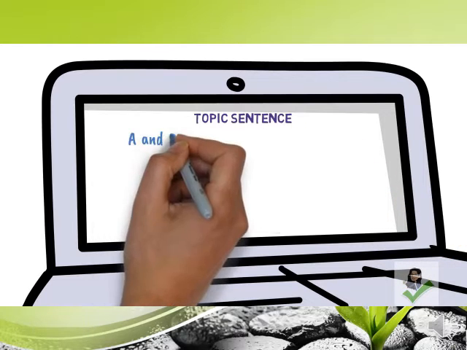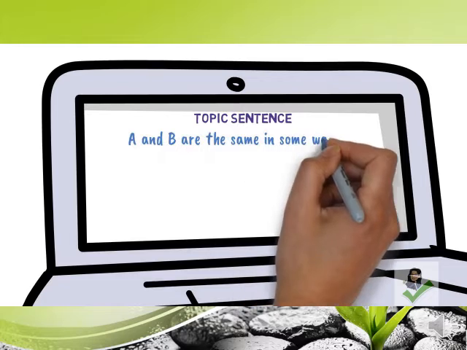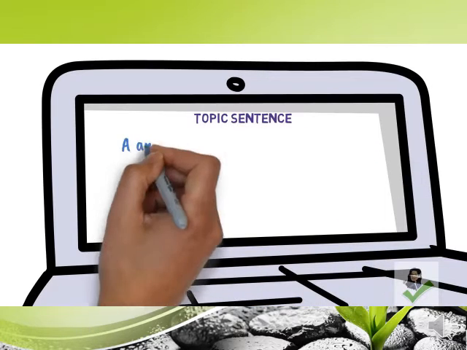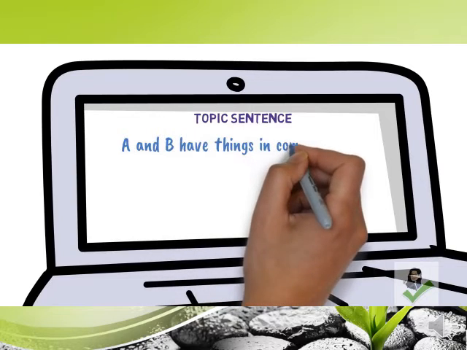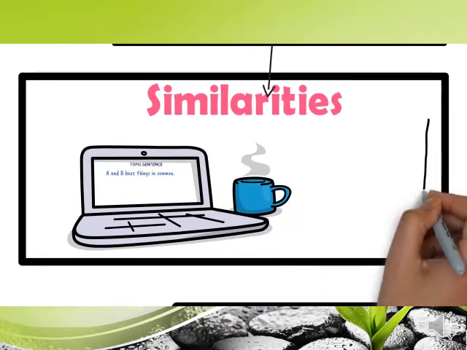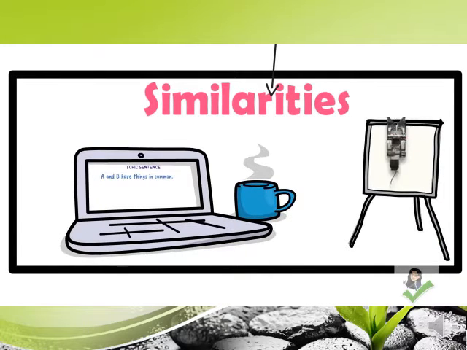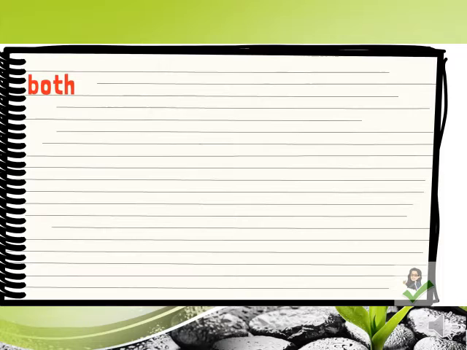For example, A and B, which are the subjects being compared, are the same in some ways. Or you can write A and B have things in common. And then explain in details how they are alike using transition words like both, similarly, also, in the same way. Now let me tell you how to use each of these words.